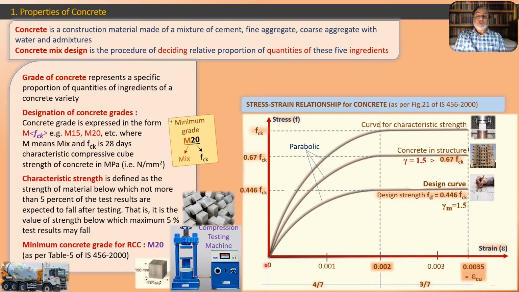Now we get this second curve for concrete in structure and we get this third curve for the design strength. So we can say that this lowermost curve, a parabola up to 0.002 in all the three cases and a straight line thereafter, is what we call the design curve, and that highest curve is the actual real curve. So from the design point of view, from the calculations point of view, for us the stress strain graph of concrete is only up to the design curve.